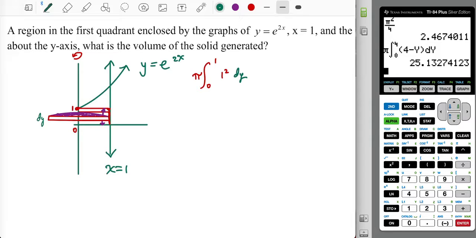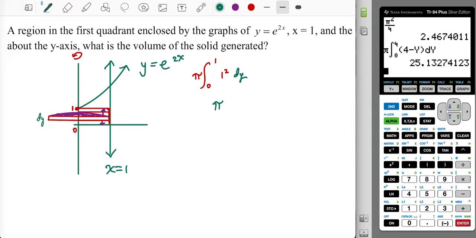Now we can crunch this in the calculator, but we know that the antiderivative of a constant is just the constant multiplied by the difference between the bounds, so it's just going to be a 1 times pi, which is pi. All right, so that takes care of that piece.